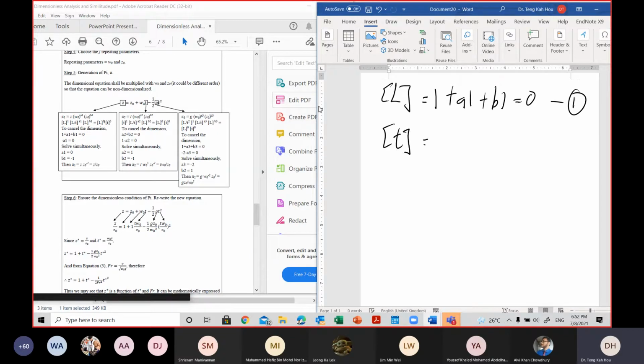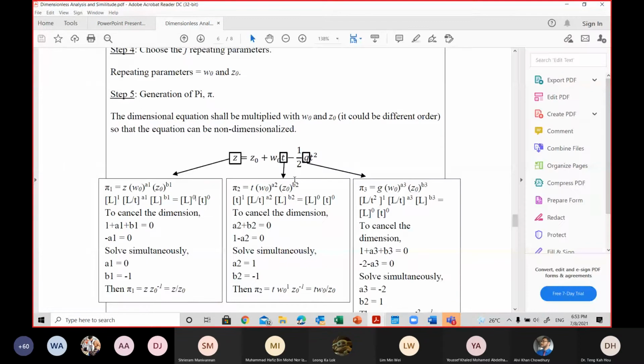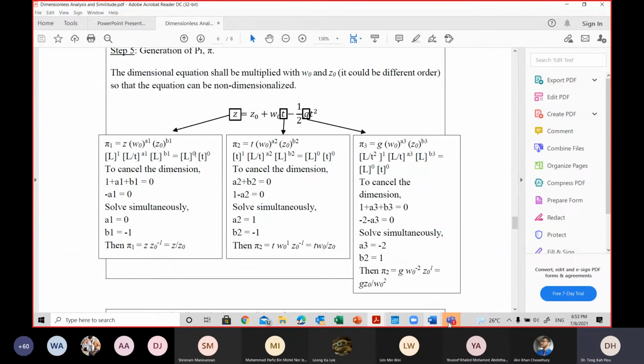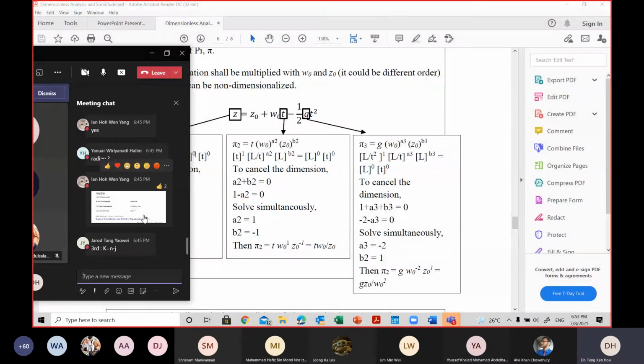When you got the T, you will have the T, negative A1 equal to 0, and your A1 equal to 0. Once you solve this, you should be able to know my B1 equal to negative 1. Am I right? So substitute back to your equations and redo all the things. You should be able to get your answer. Right? So can everyone understand this step? Anyone got question for this step? Please ask during the class.